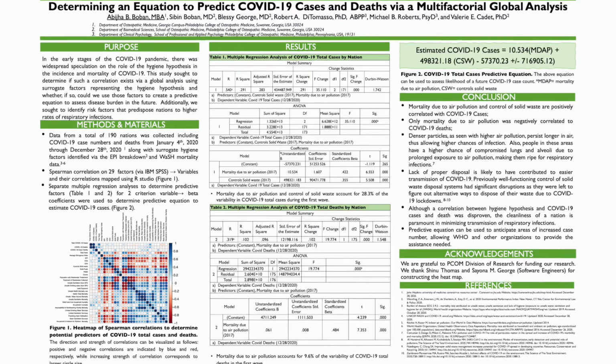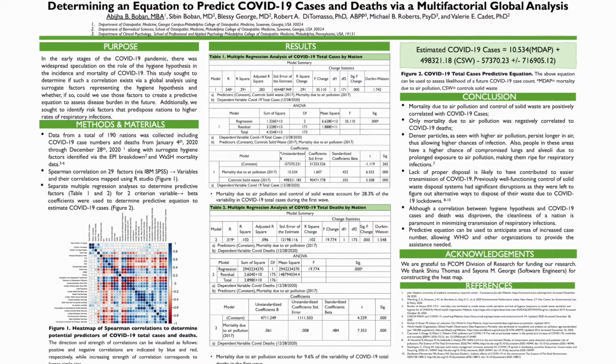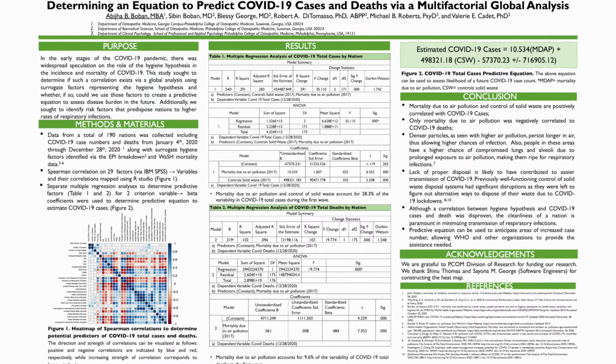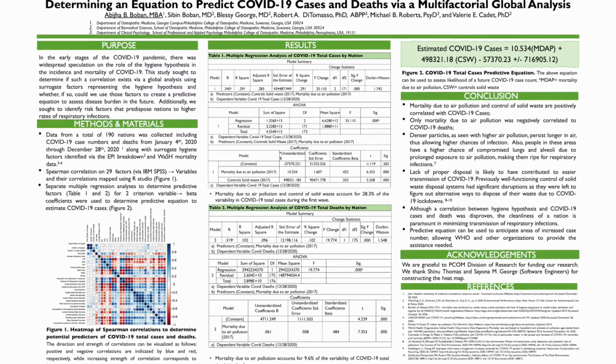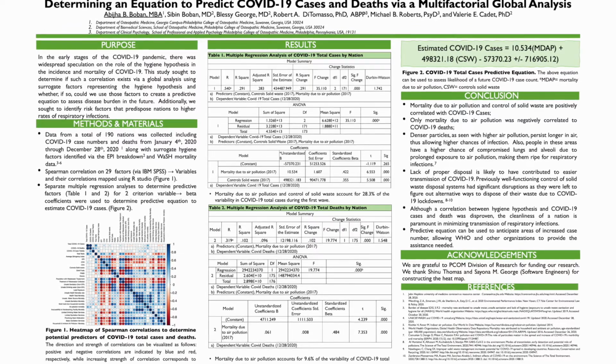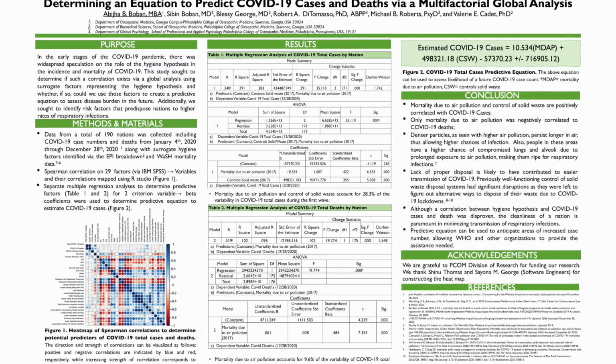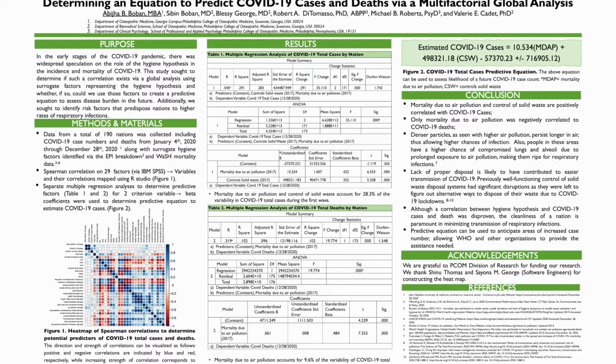As you can see in the results section, Table 1 shows that mortality due to air pollution and control of solid waste accounted for 28.3% of the variability in COVID-19 total cases. In Table 2, it shows that mortality due to air pollution accounts for only 9.6% of the variability of COVID-19 total deaths. Furthermore, the unstandardized beta coefficients were used to determine the equation.